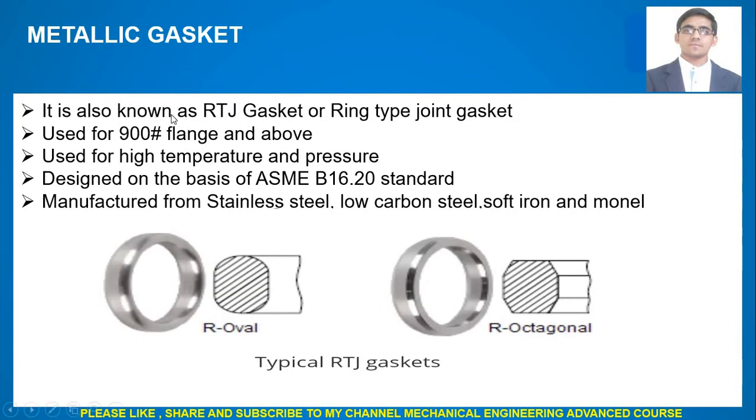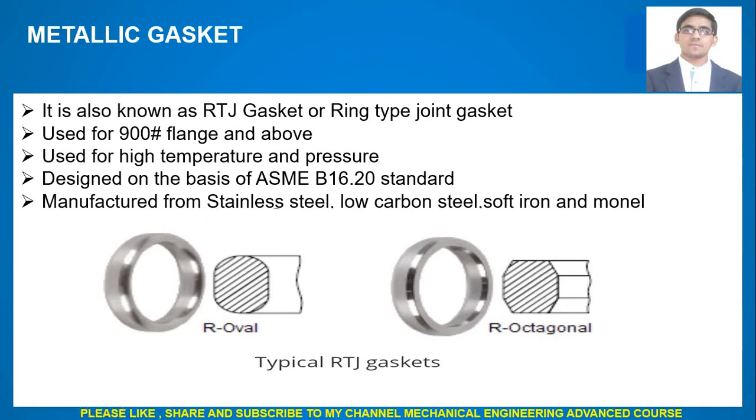This metallic gasket is also known as RTJ gasket or ring type joint gasket. It is used for very high rating flange like 900 rating and above. It is used for high temperature and pressure class. It is designed on the basis of ASME B16.20 standard. This ASME B16.20 standard covers materials, dimensions, dimensional tolerances and marking for metallic and composite gaskets. This metallic gasket is manufactured from stainless steel, low carbon steel, soft iron and monel. Actually, this metallic gasket is the most costly of all these three types.